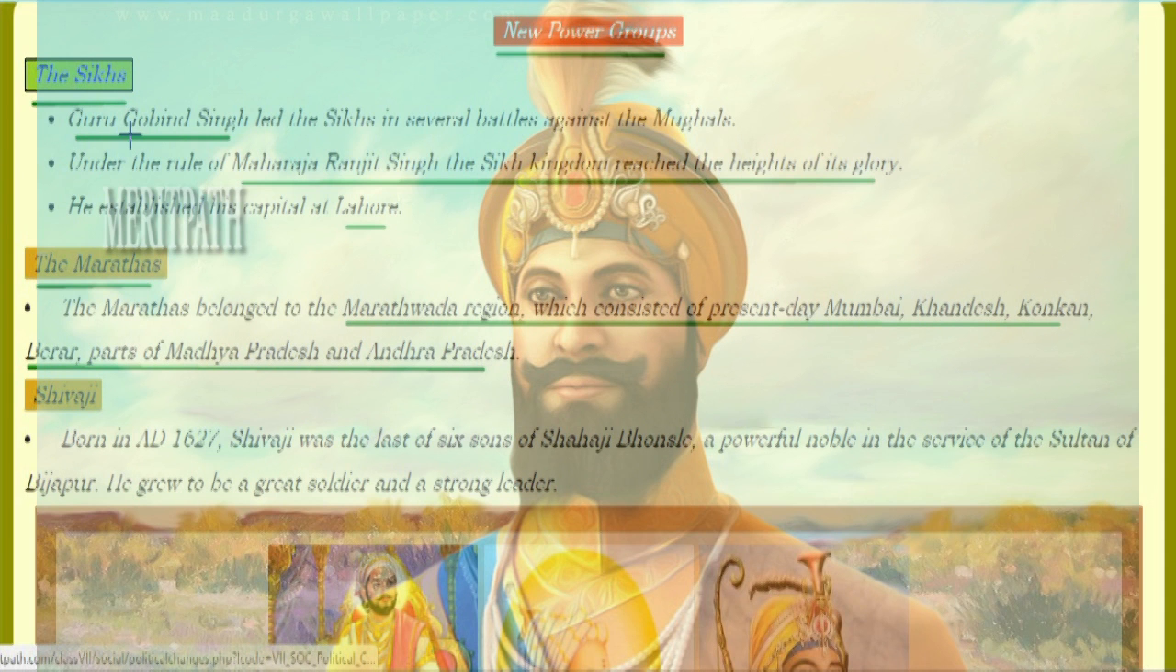Let's see about the new power groups. Sikhs were the new power. Their guru was Guru Gobind. He led the Sikhs against the Mughals. Under the rule of Maharaja Ranjit Singh, the Sikh kingdom reached great heights. So the capital of Sikhdom was established at Lahore.